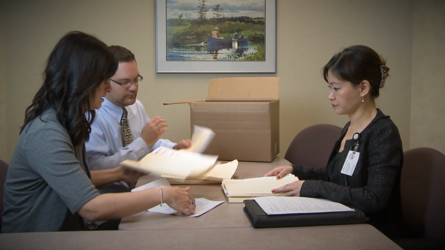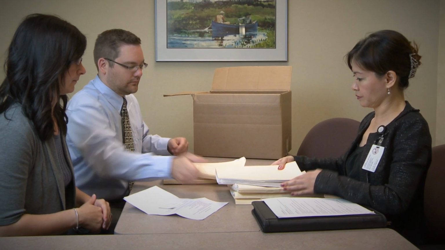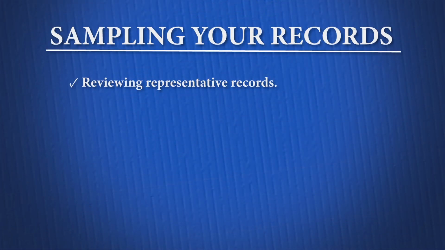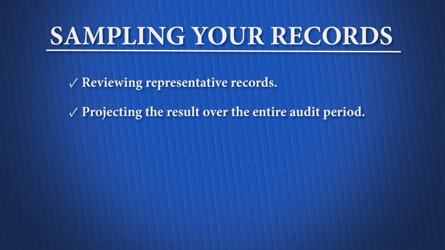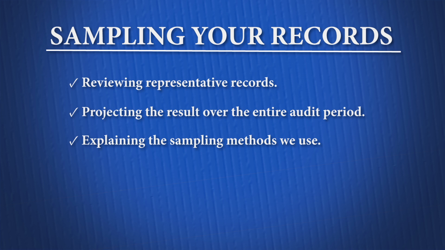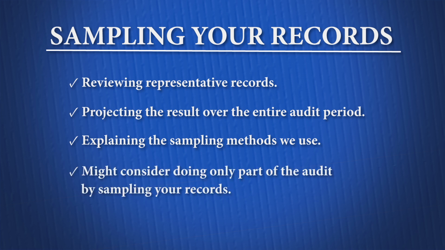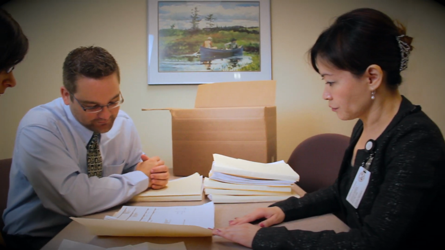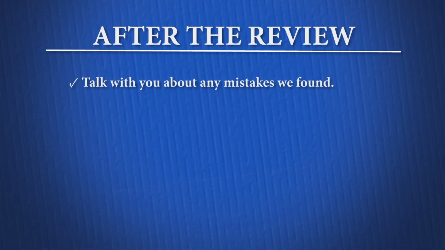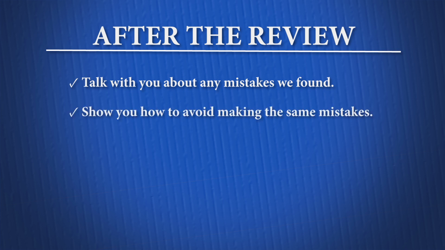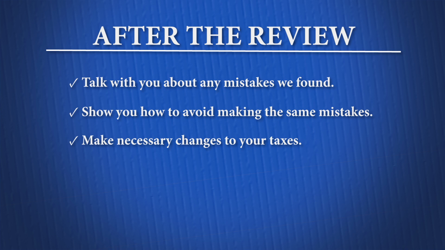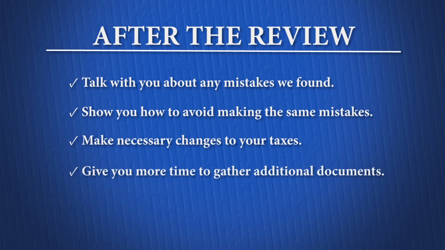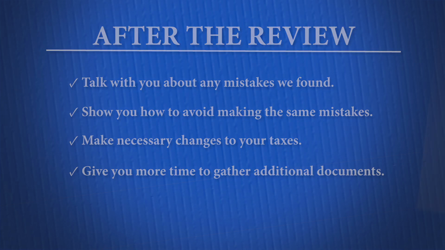We might choose to sample your records to complete the audit more quickly and efficiently. This involves reviewing representative records, projecting the sample result over the entire audit period, and explaining the sampling methods we use. We might consider doing only part of the audit by sampling your records. After our initial review, we'll discuss the results with you, talk to you about any mistakes we found, show you how to avoid making the same mistakes again, make necessary changes to your taxes, and give you more time to gather additional documents before the final report.